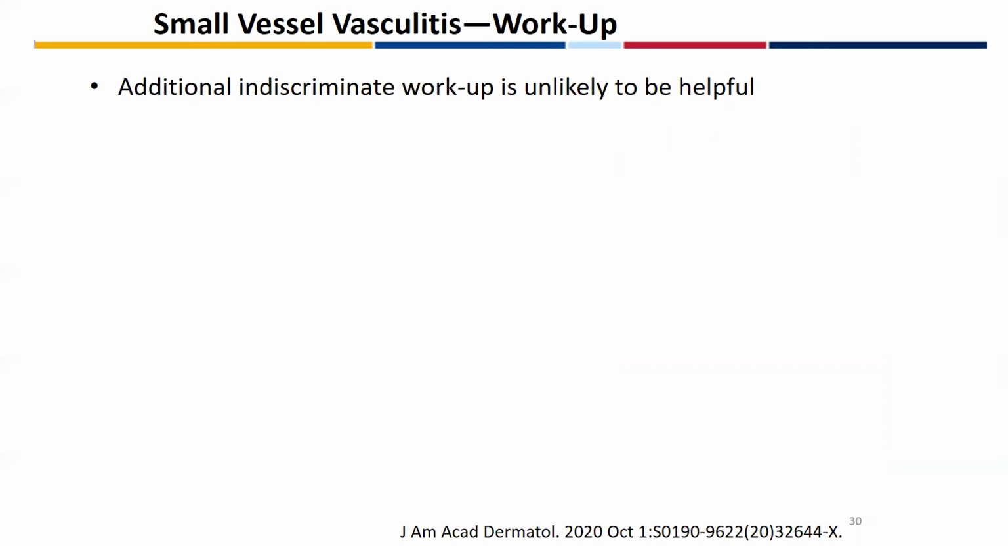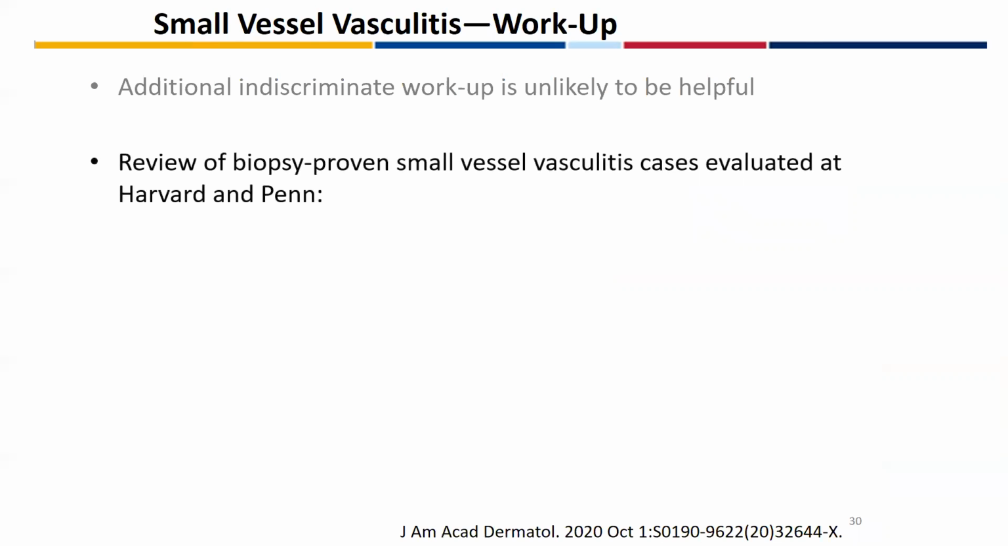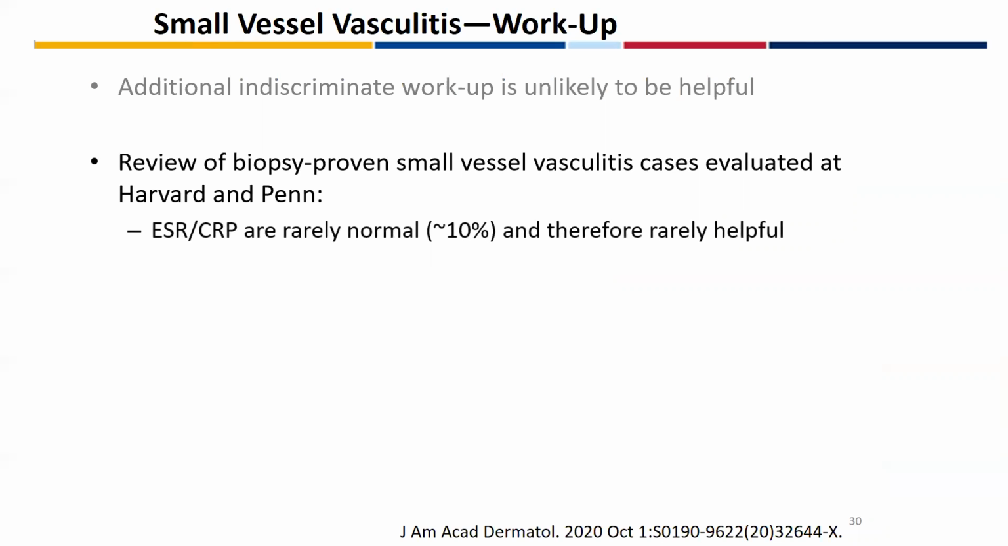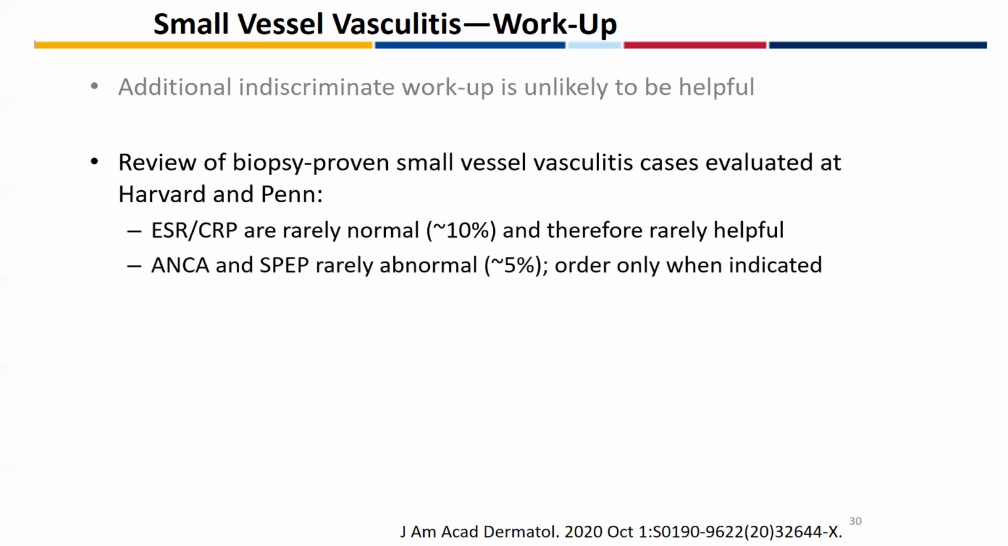And here again, I'll look to data from our combined cohort of Harvard and Penn patients presenting with biopsy-proven small vessel vasculitis. Well, in that cohort, acute phase reactants, ESR, CRP, they're rarely normal and therefore rarely helpful. That is, they're almost always elevated in patients with skin-limited disease and therefore are not a useful indicator of systemic involvement. Whereas things like ANCA and SPEP, these tests are rarely abnormal and therefore really should only be ordered when they're indicated. If you're thinking specifically about ANCA-associated vasculitis, for example.